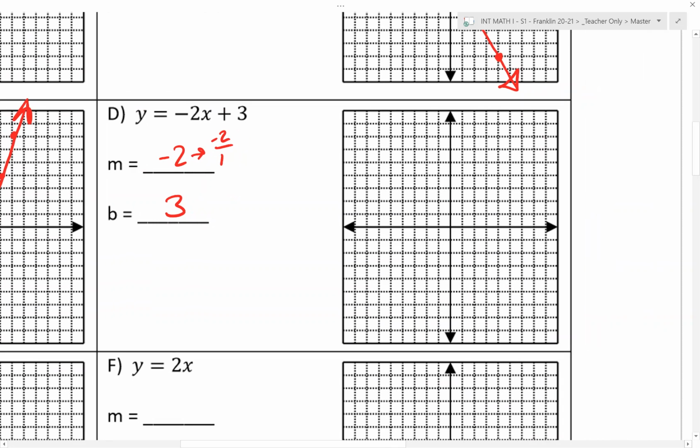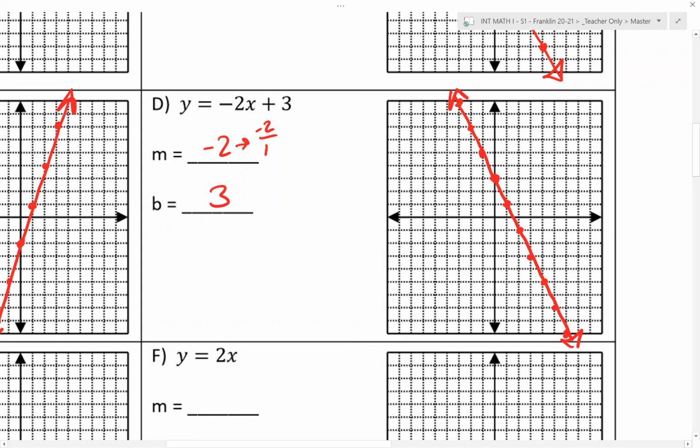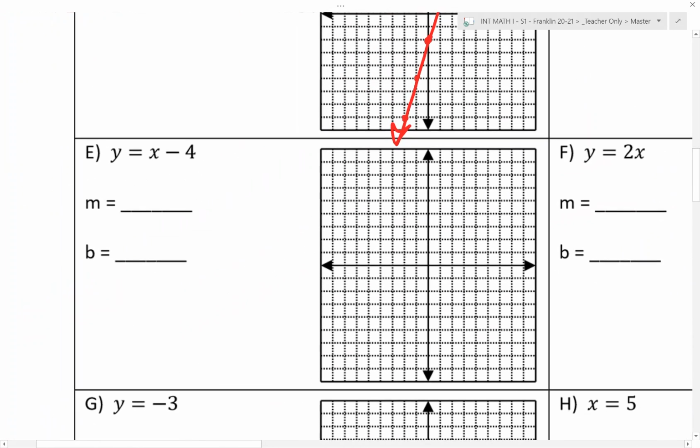So we go to 3 on the y-axis, positive 3, and then down 2 over 1, down 2 over 1, over and over, down 2 over 1, and then up 2, left 1. Keep the same line, and then connect. Again, you want to go across the whole graph. If I'm going too fast, feel free just to pause the video until you get the line drawn.